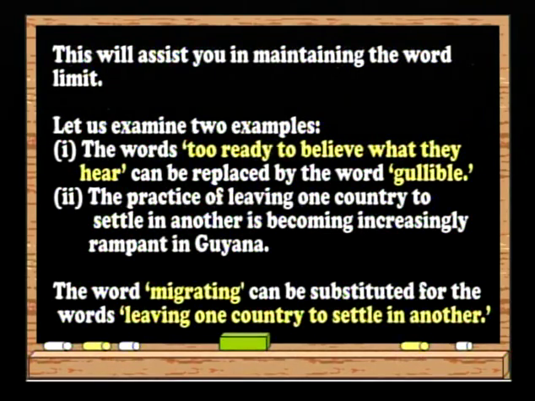Let us examine two examples. The words, "too ready to believe what they hear," can be replaced by the word "gullible." The practice of leaving one country to settle in another is becoming increasingly rampant in Guyana. The word "migrating" can be substituted for the words "leaving one country to settle in another."